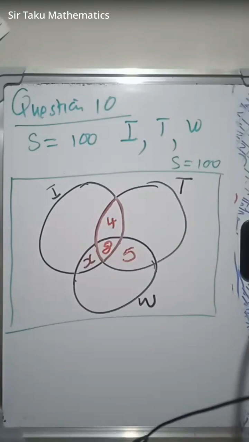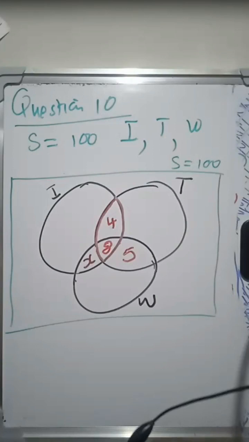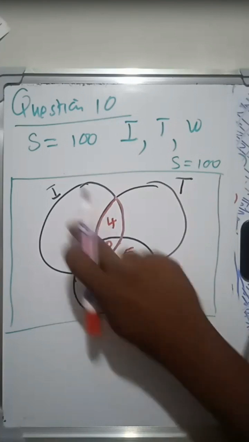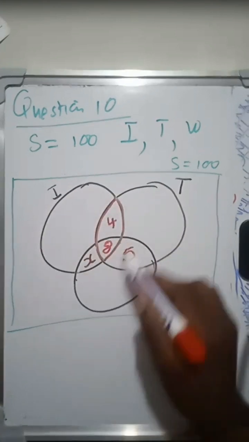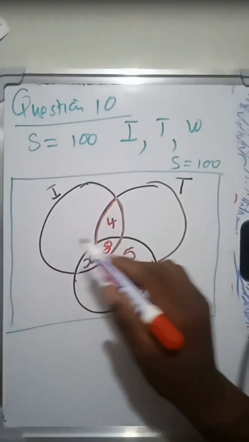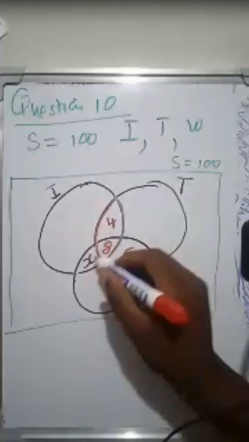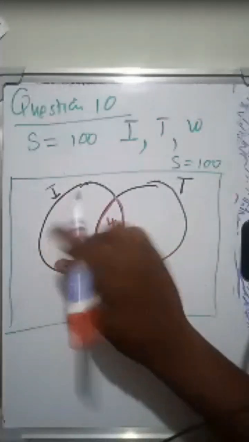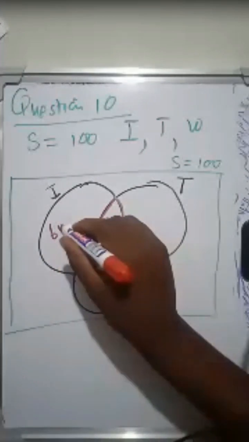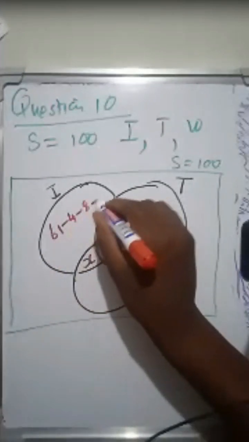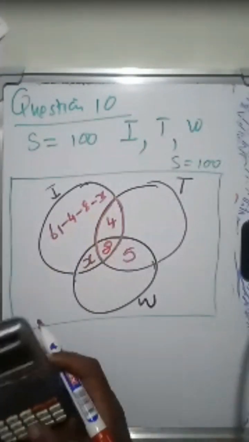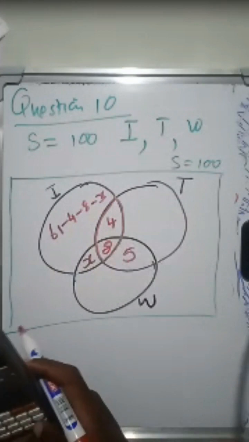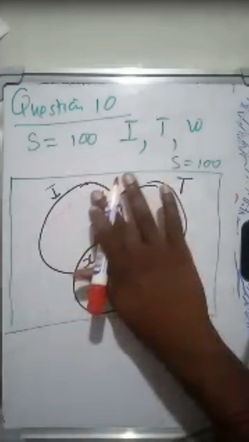Okay? Then 61 use Instagram. So we want to find those who are using Instagram only and nothing else. Right? What do we do now? Remember they said 61, the whole circle here should have 61. But already the circle is having 4, 8, and x. So in order to get this one, we are going to say 61 minus 4 minus 8 minus x. What do we get? 61 minus 4 minus 8? 49 minus x. Yes, it's going to be 49 minus x.